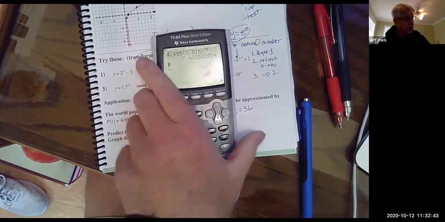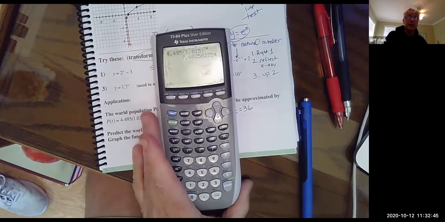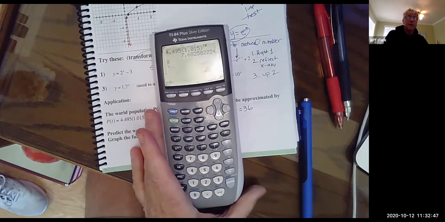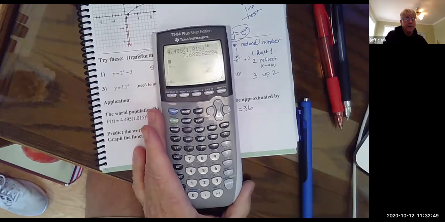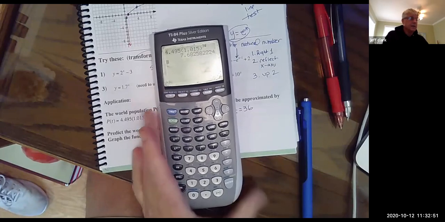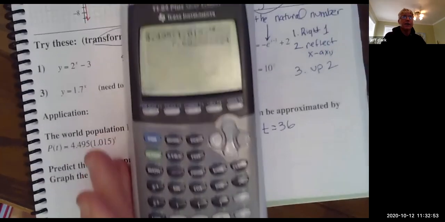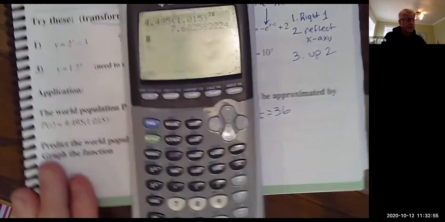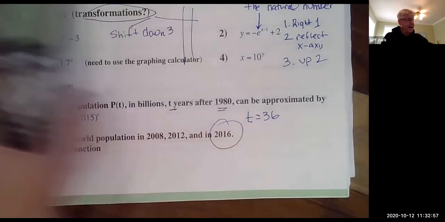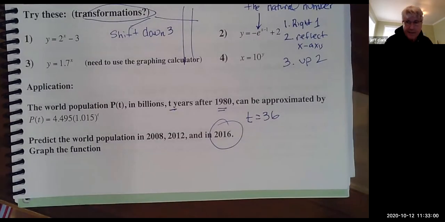Okay, it overshoots it by a couple hundred million people, looks like. It looks like it overshoots it. So it's not the best predictor, but in terms of the process, it's plug and chug, plug and chug.